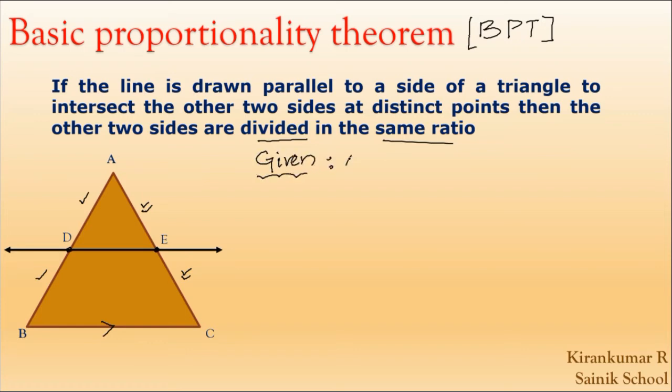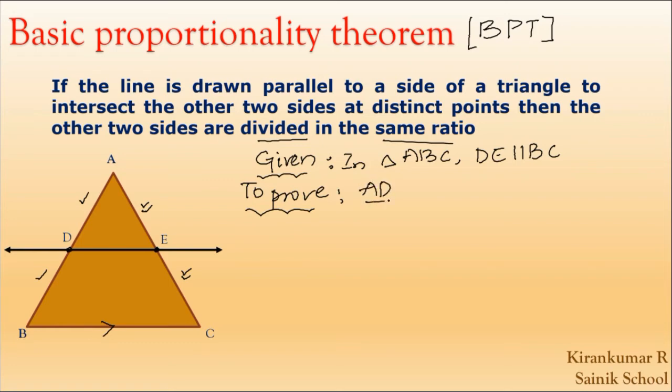Given, in triangle ABC, we have the line DE parallel to the line BC. What is to be proved? We need to prove that the ratio AD by DB equals AE by EC.